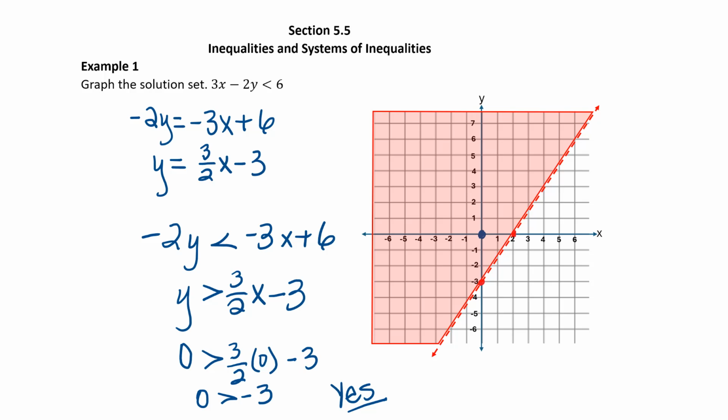I just pick the easiest point to check. Sometimes the graph goes through 0, 0, in which case you cannot check 0, 0. It won't help you. But if it's not going through 0, 0, then you can pick that to check.